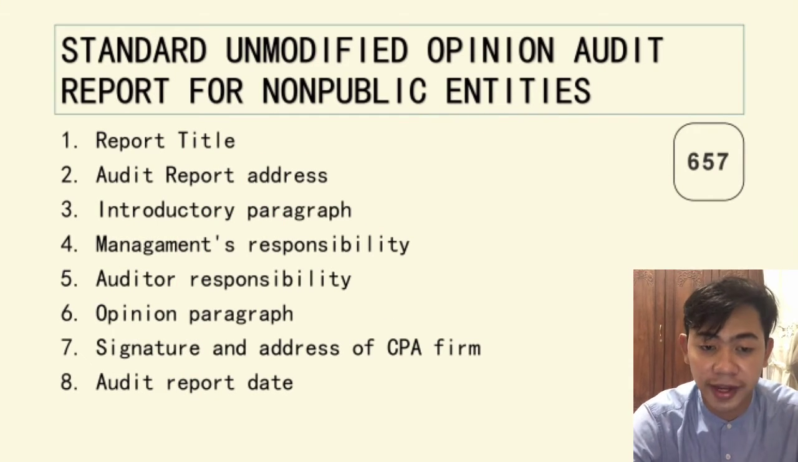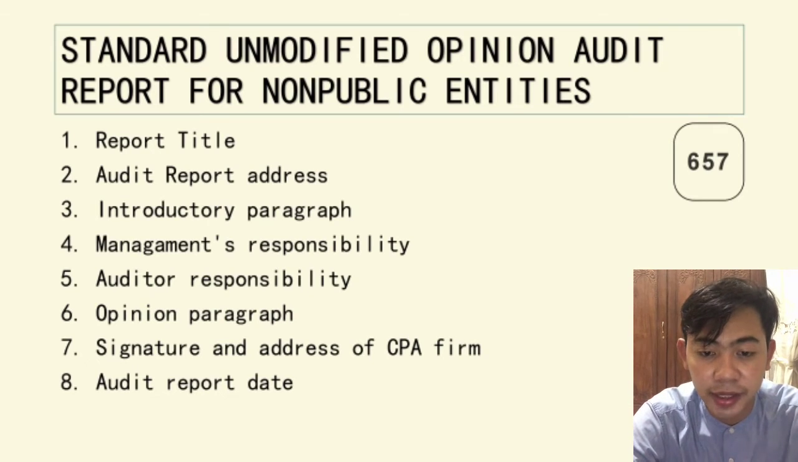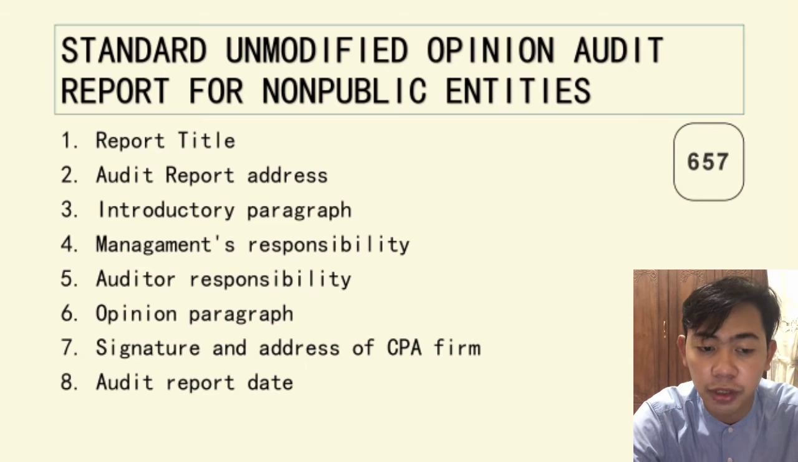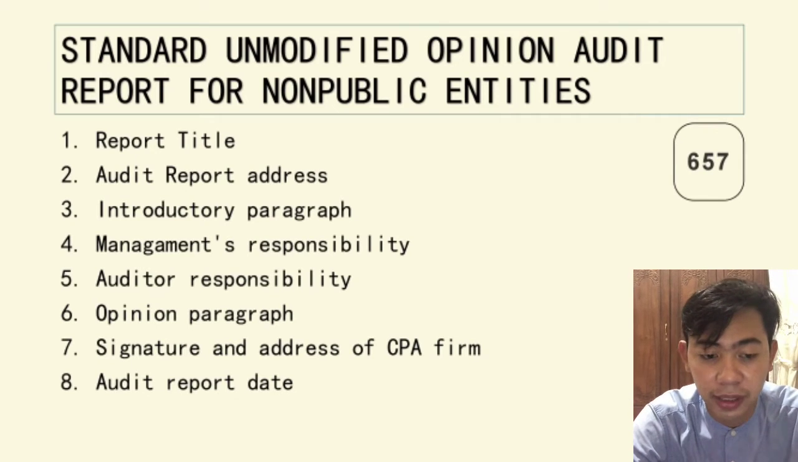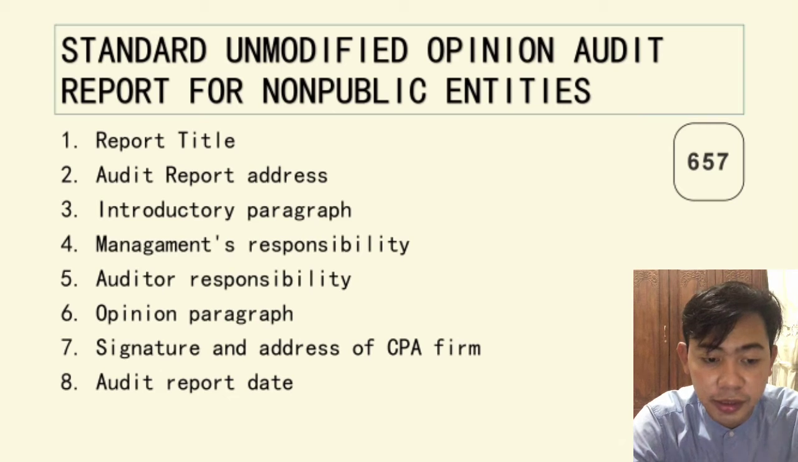Standard unmodified opinion audit report for non-public entities. The auditor's standard unmodified opinion audit report contains eight distinct parts. They are: 1. Report title, 2. Audit report address, 3. Introductory paragraph, 4. Management responsibility, 5. Auditor responsibility, 6. Opinion paragraph, 7. Signature and address of CPA firm, 8. Audit report date.